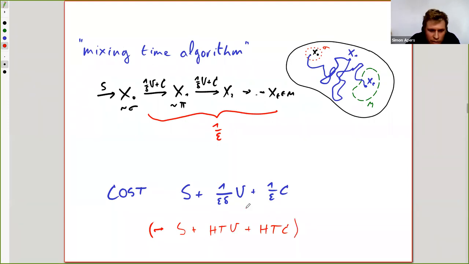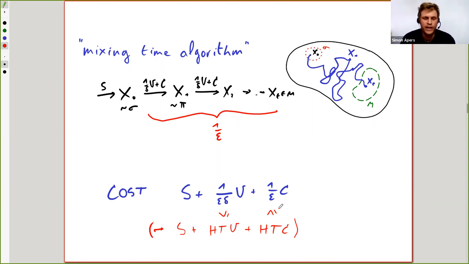And now we see that these two algorithms are basically incomparable, right? Because by the claim that I just made in the previous slide, we know that the hitting time is at most this quantity. So basically the update cost will be larger in this scheme, but the checking cost will be smaller.